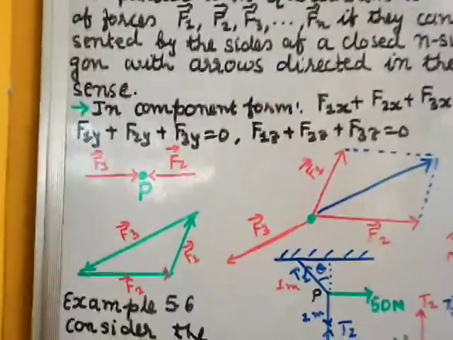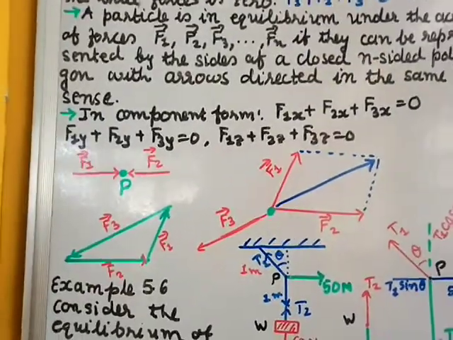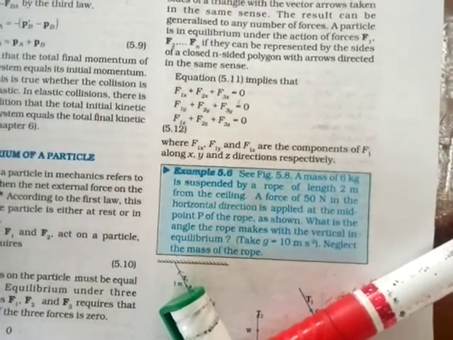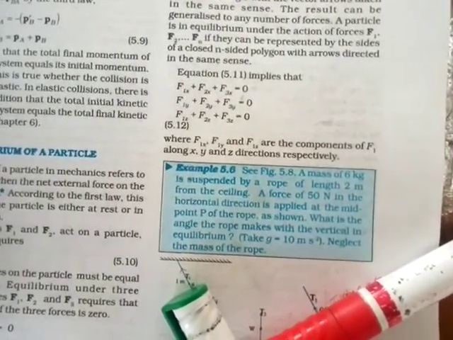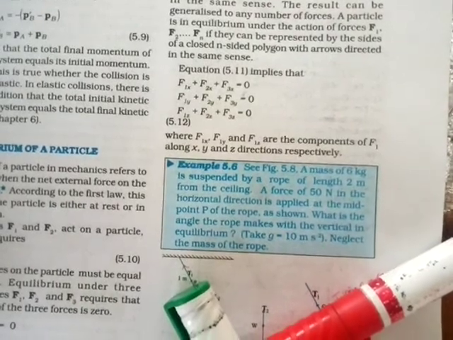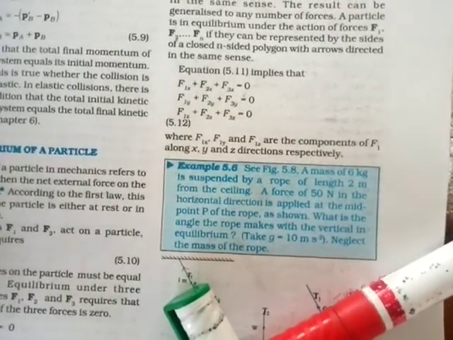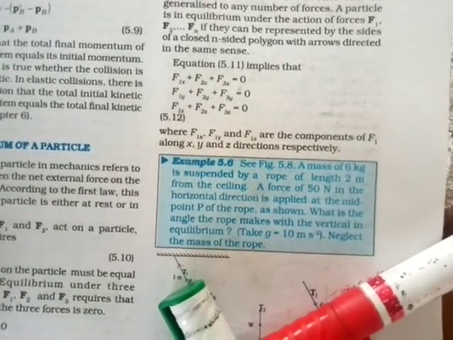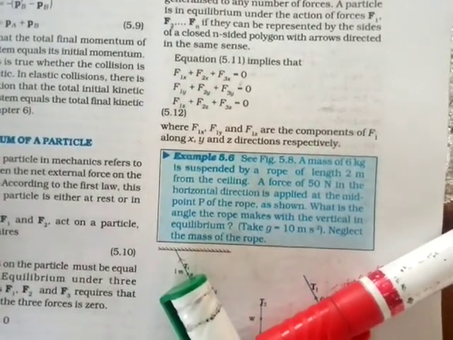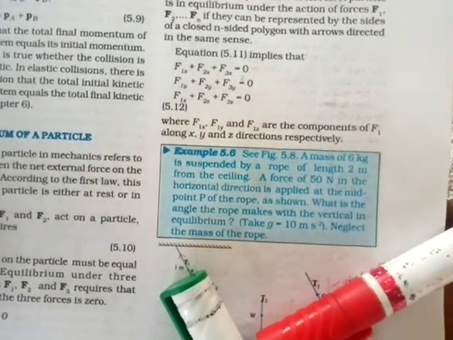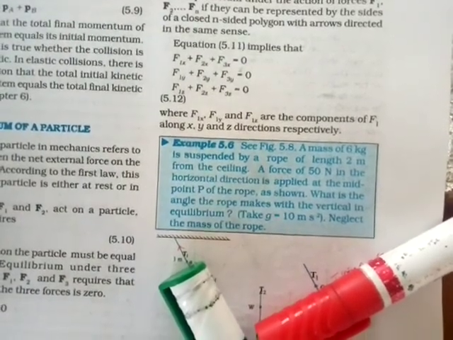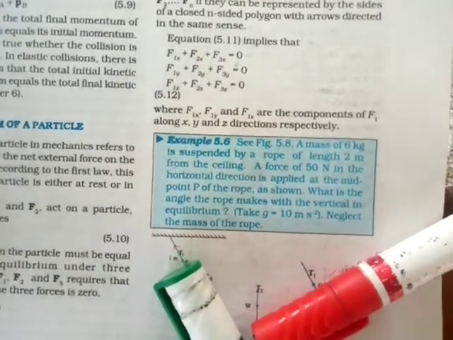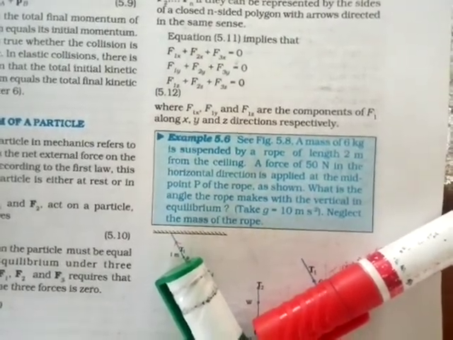Next we have example 5.6. A mass of 6 kg is suspended by a rope of length 2 meters from the ceiling. A force of 50 Newton in the horizontal direction is applied at the midpoint P of the rope as shown. What is the angle the rope makes with the vertical in equilibrium? Take g equal to 10 meters per second square. Neglect the mass of the rope.